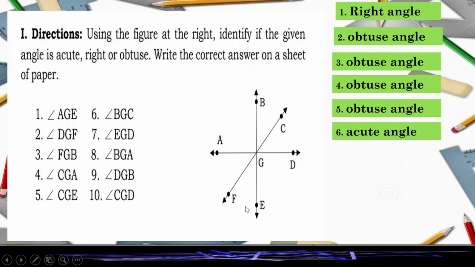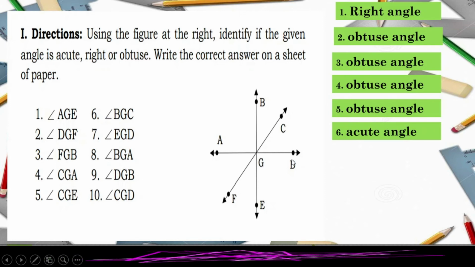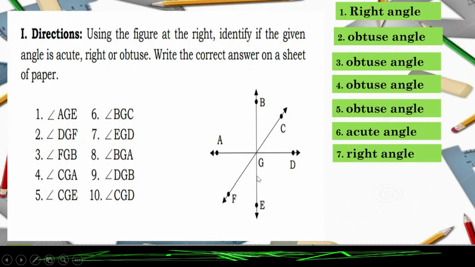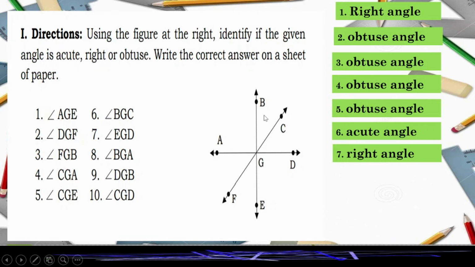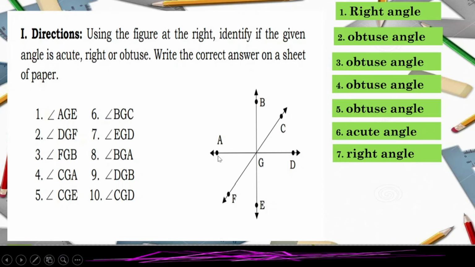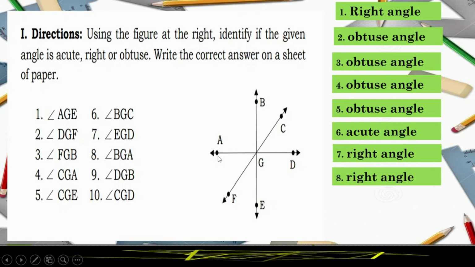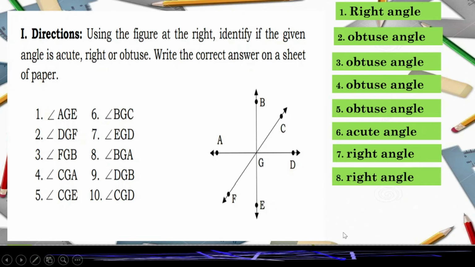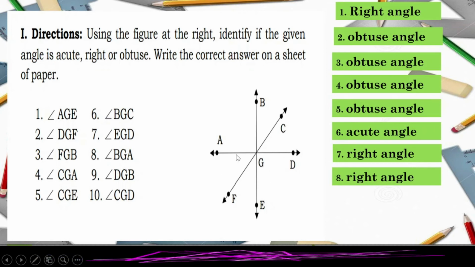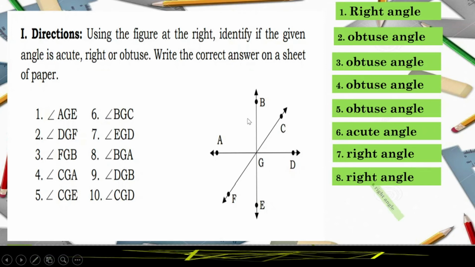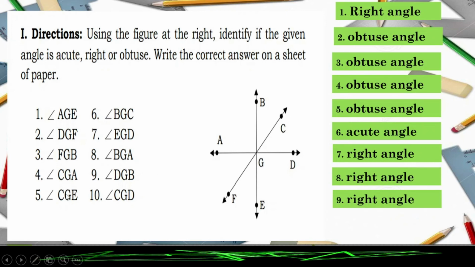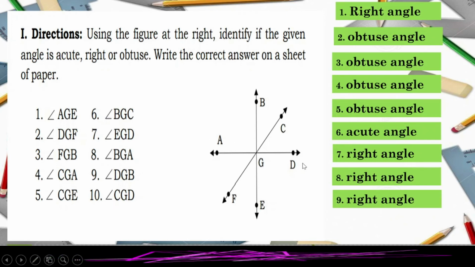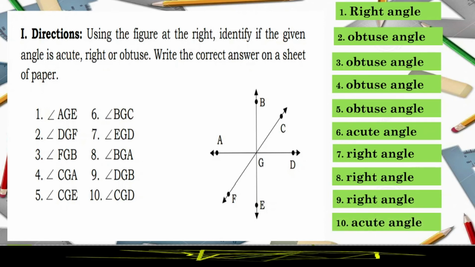7, EGD. That is a right angle. Next, BGA. That is also a right angle. Then number 9, DGB. Okay, a right angle also. And last number, CGD. That is an acute angle.